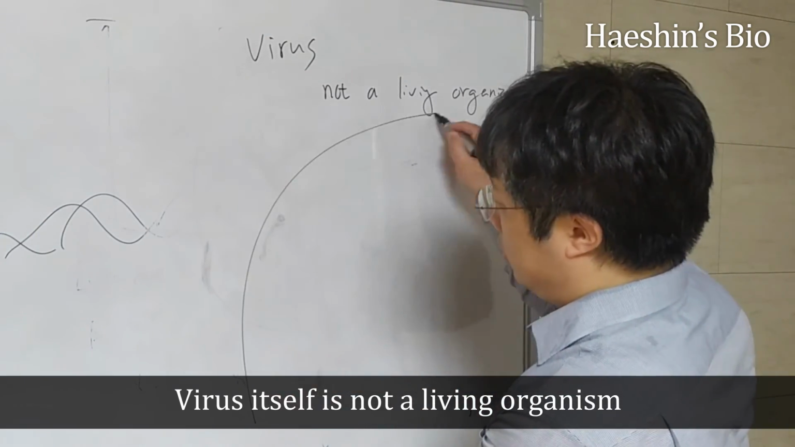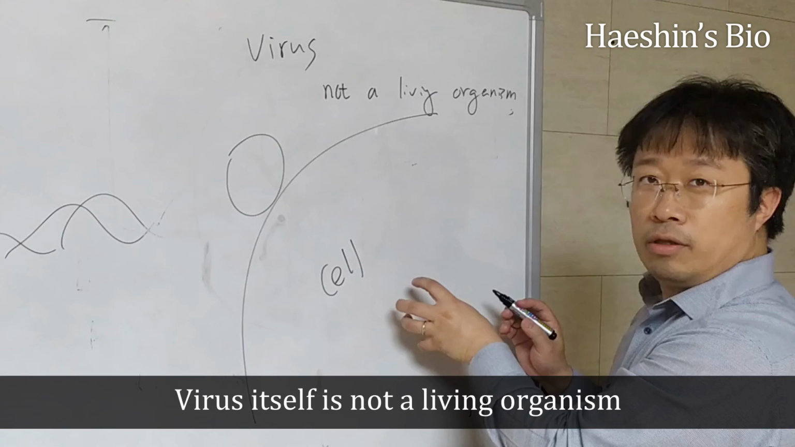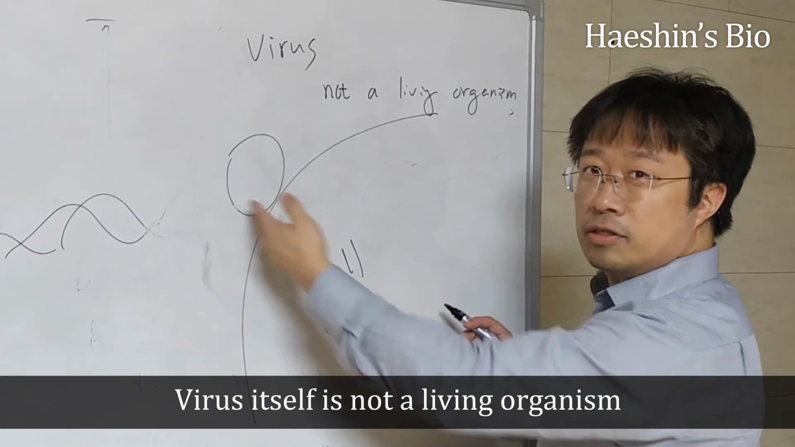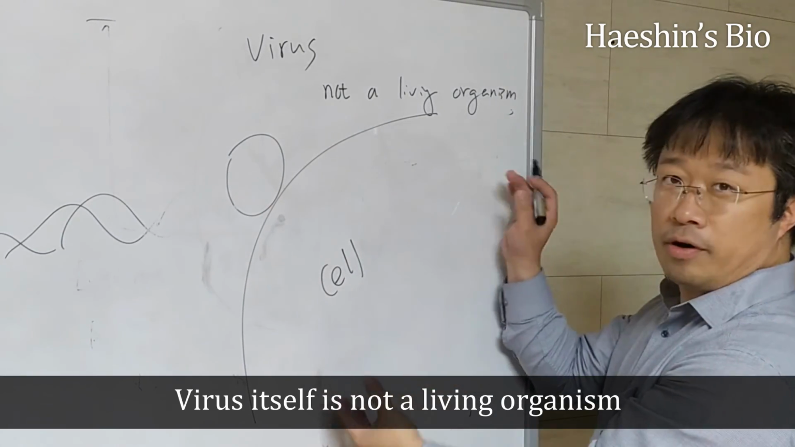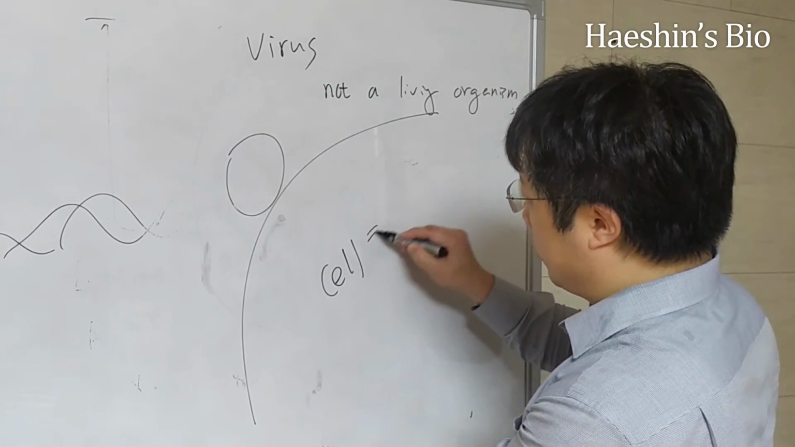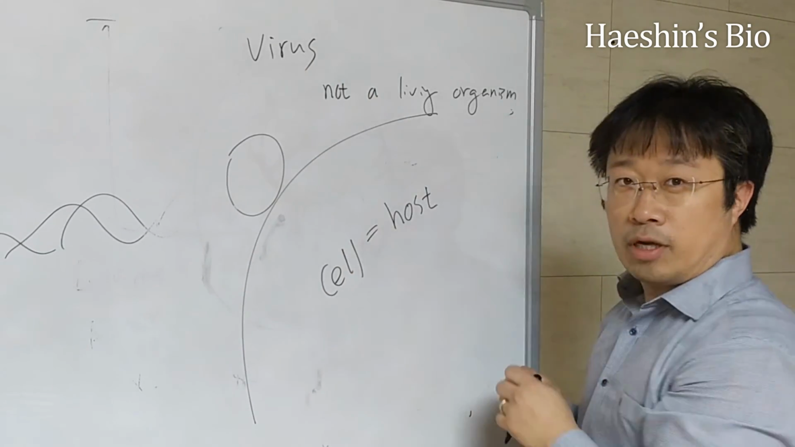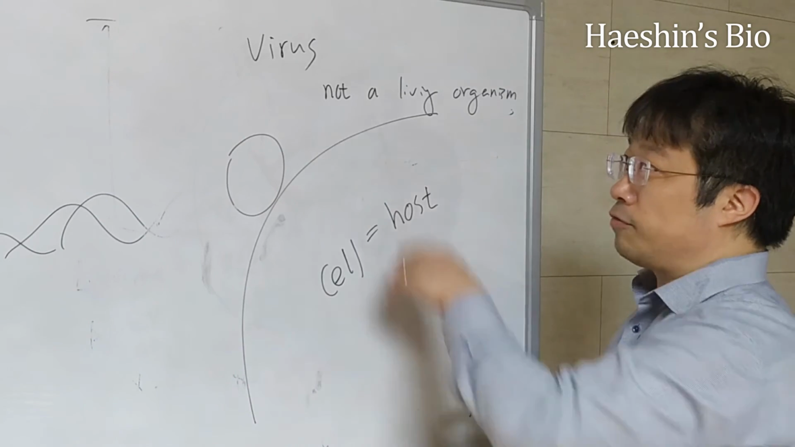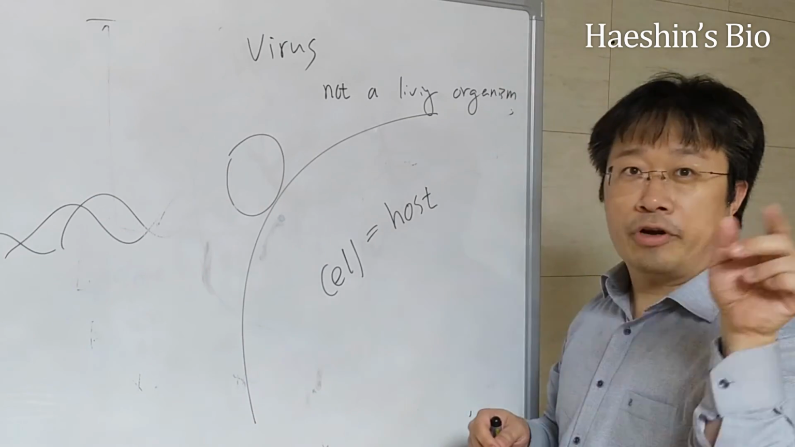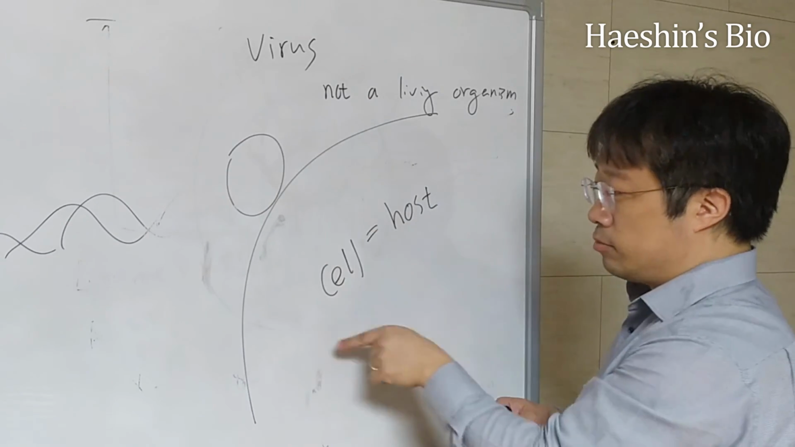A virus needs a cell. The virus can come and go into the cell, and it uses the cell's machinery. The cell helps the virus amplify. The amplified virus kills the cell and goes out. So this is what a virus requires. That's why the cell is called the host, and the virus becomes a guest. So a virus is not a living thing while floating around in the air. It becomes a living thing only when the virus comes into the cell.